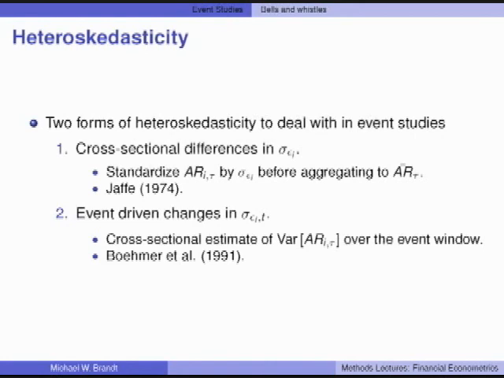you start aggregating them. The second is a little bit more tricky to deal with, and that is event-driven changes in the volatility of the residuals. This is a very logical one to worry about if you think about it. There is a big event that just happens. Earnings come out. That's very important for the valuation for this firm. It's reasonable to assume that the variance of this firm's return is also higher when that event happens, or around the time the event comes out.